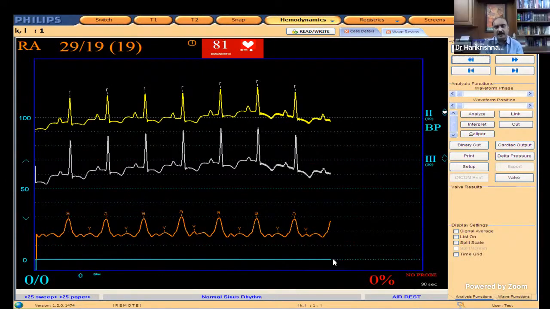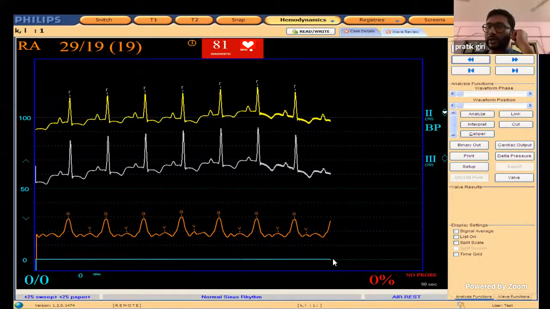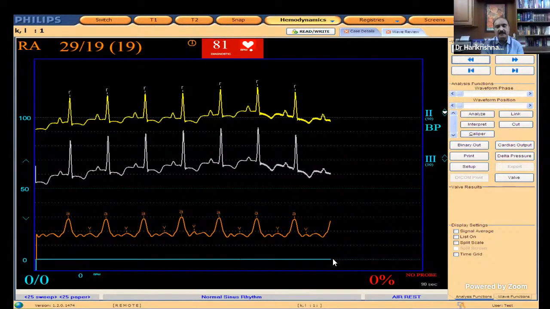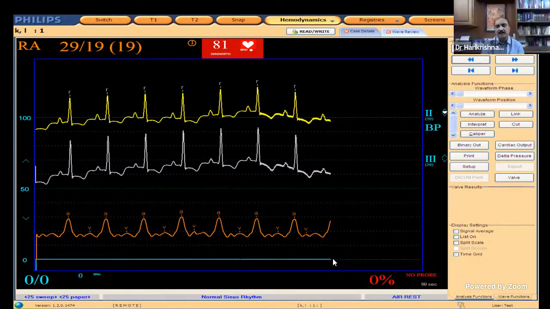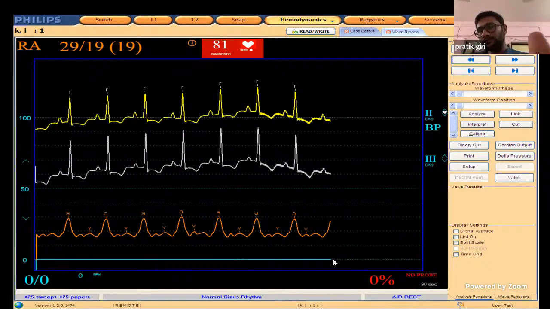What are the conditions where you will get a tall A wave? Why do you say this is the A wave? Sir, it's just after the P wave of the ECG. Okay, after the P wave of the ECG, that is why it is the A wave. And it's a very prominent A wave, around 30 millimeters, no? Yes, very prominent A wave.